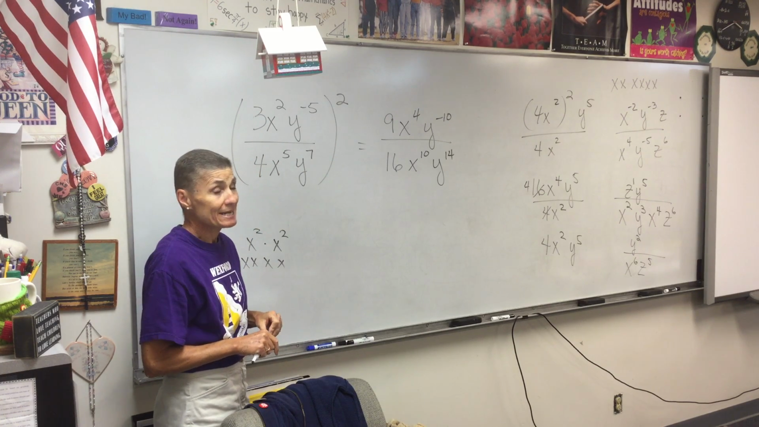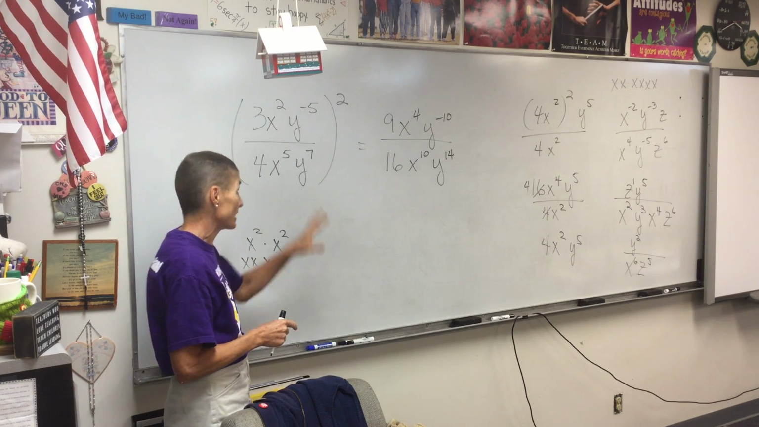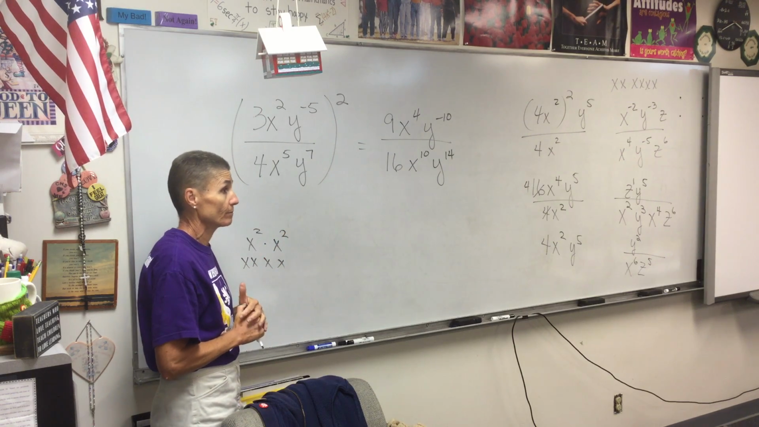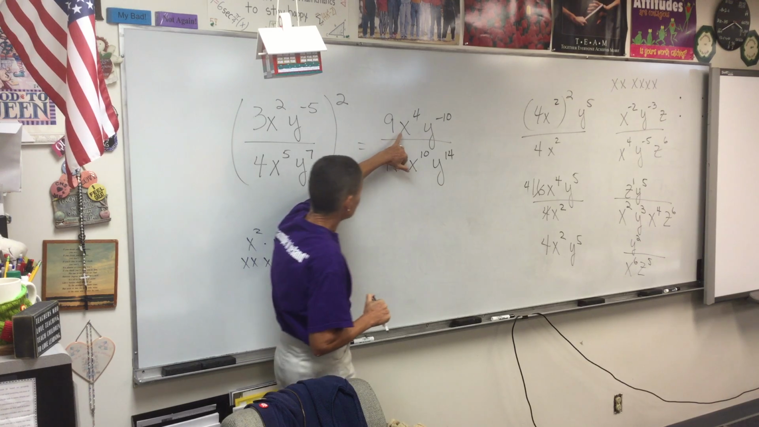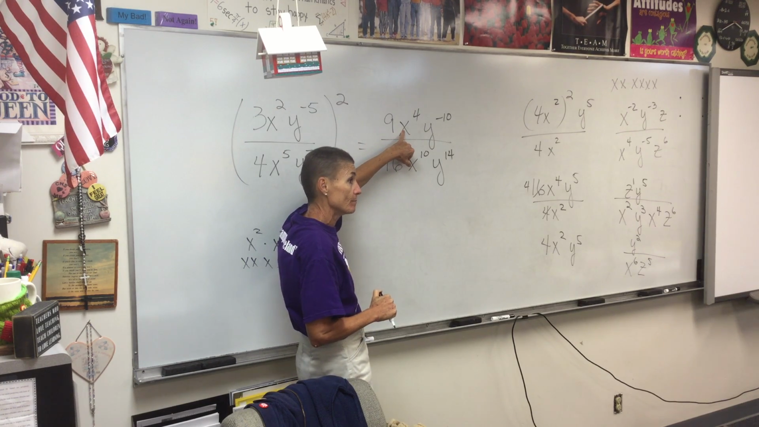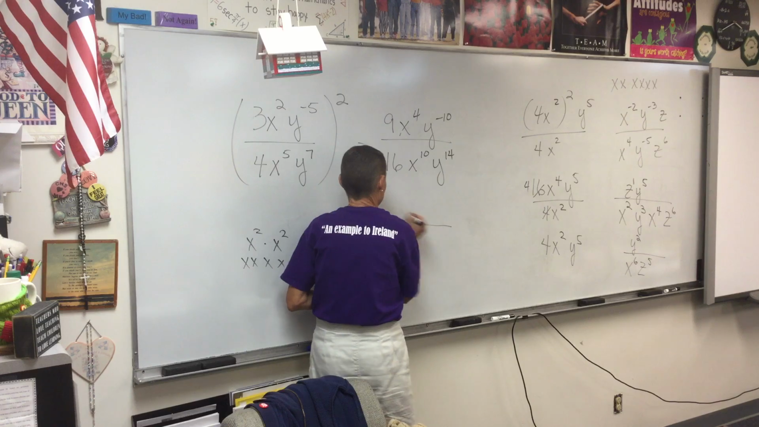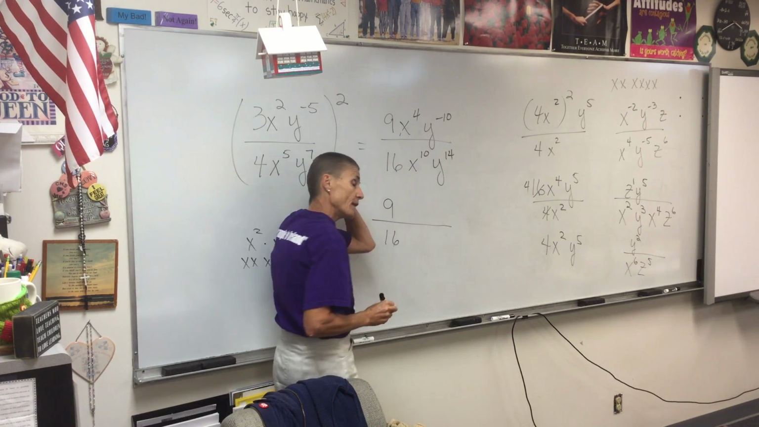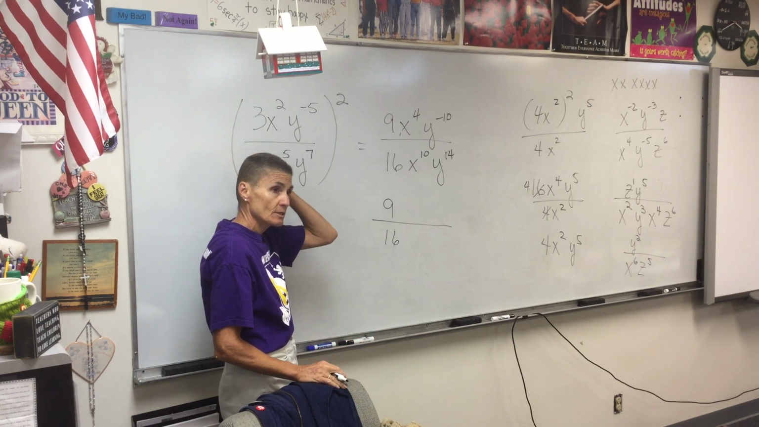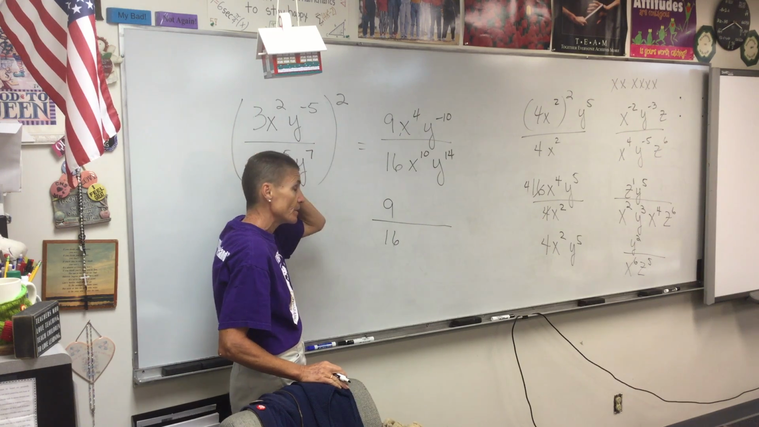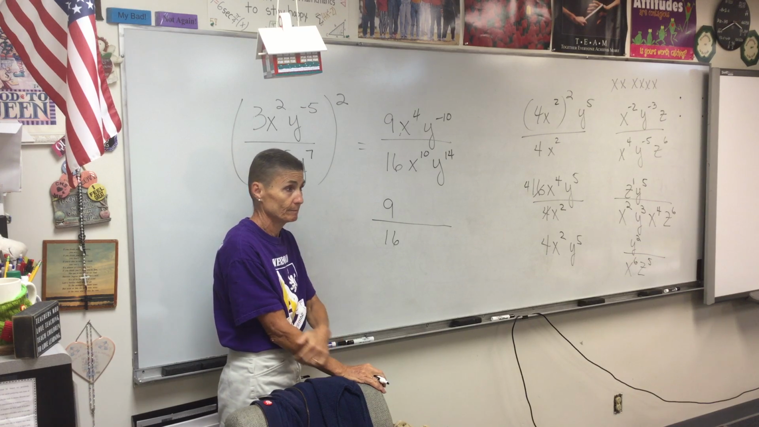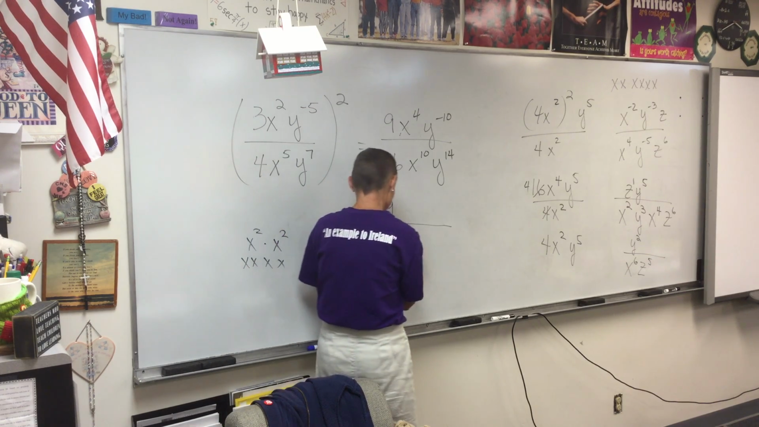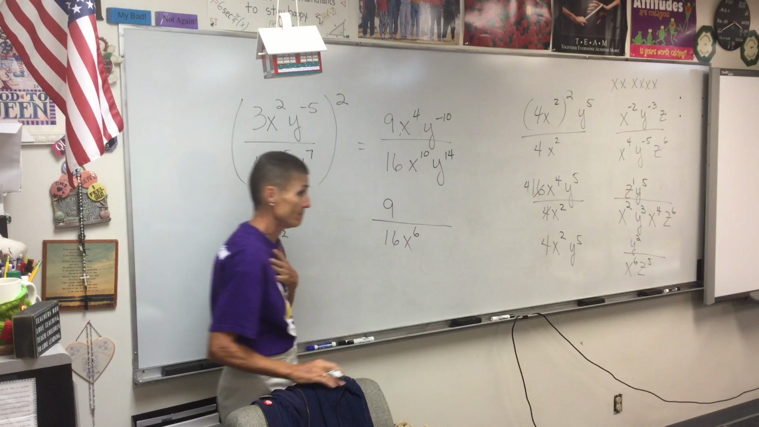So again, you didn't have to start this way, but that's a perfectly fine way to start. You aren't done though when you get here, because you've got 2 x's in your problem. They have to be put together. 9 and 16 don't cancel. So I'm going to have 9 and 16. Now what about x to the 4th over x to the 10th? What happens there? X to the 6th, excuse me, on the bottom.